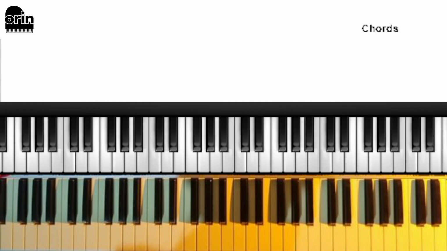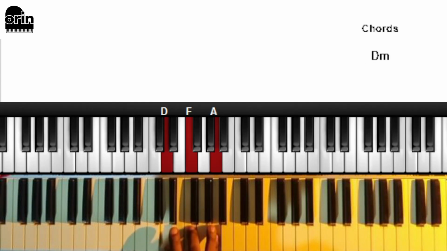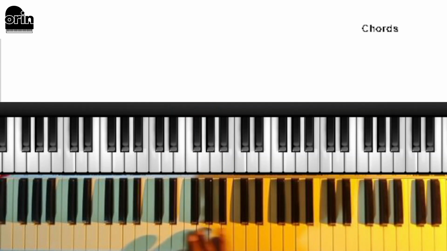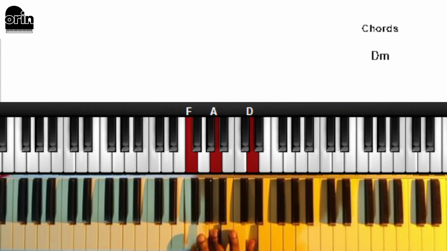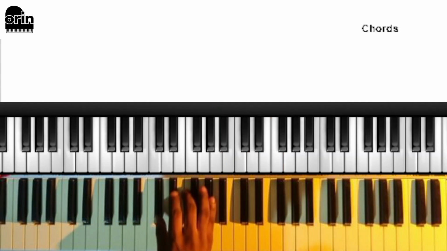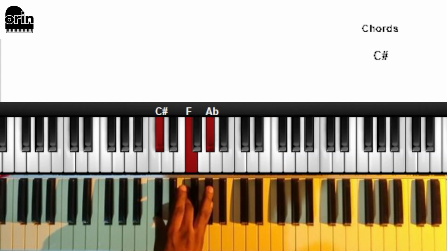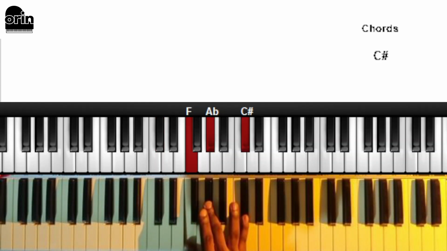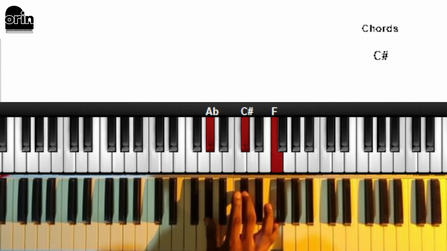Let me take another chord, for example, D minor right here. D minor. D is the lowest note here, so this is the root position. Let's make it an inversion. The first inversion, we send D to a higher level. So this will be D minor first inversion, and this will be D minor second inversion. Very easy. C sharp major root position, C sharp major first inversion, and C sharp major second inversion. So that's how our chord inversions work.